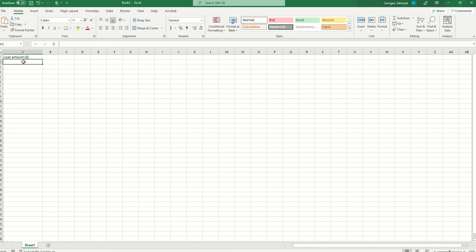Next we've got interest rate in percent per annum, which is how we would normally see it. Monthly repayment in dollars. Now this is what the bank usually gives us. They tell us what our monthly repayment is.